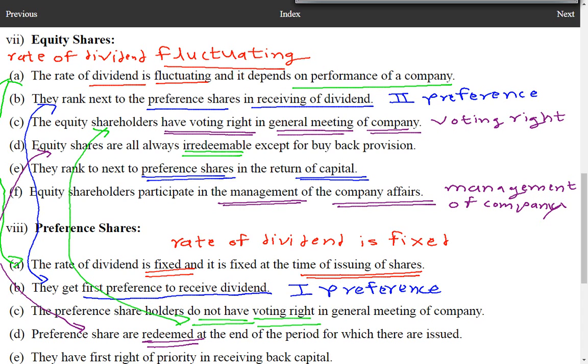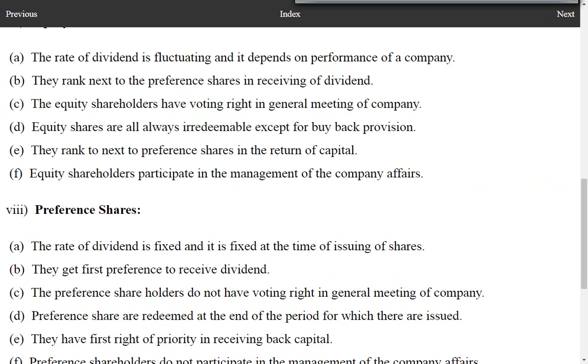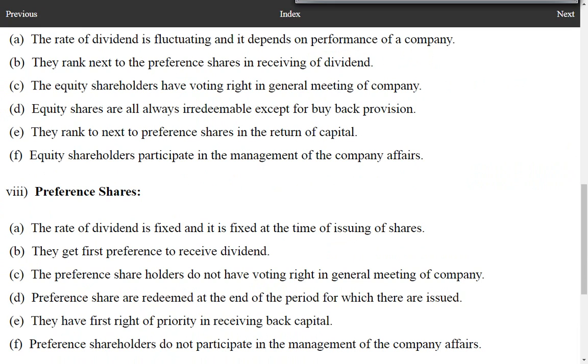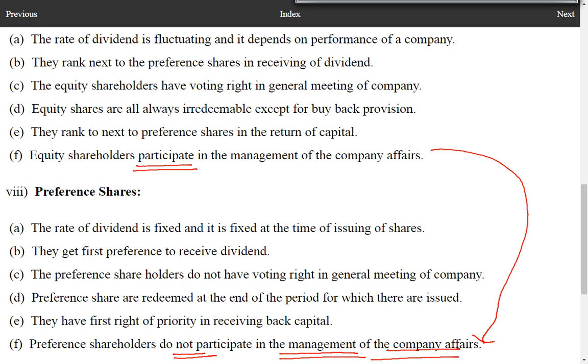Finally, preference shareholders do not participate in the management of company affairs, whereas equity shareholders can participate in the management of company affairs. Again, you can compare these 2 points. So I have given you the similar points for equity shares and preference shares. So if you remember the points for equity shares, you can write down corresponding points for preference shares.